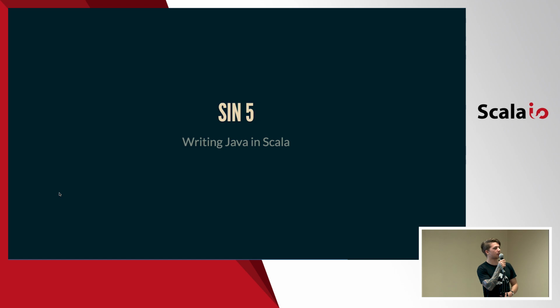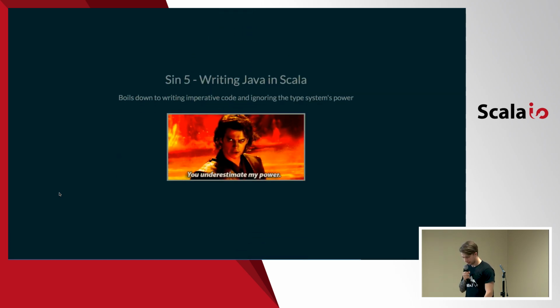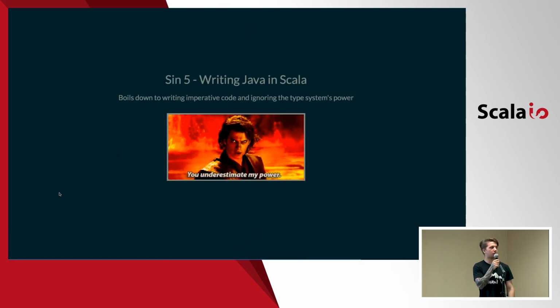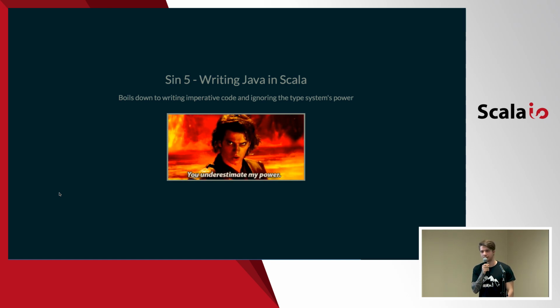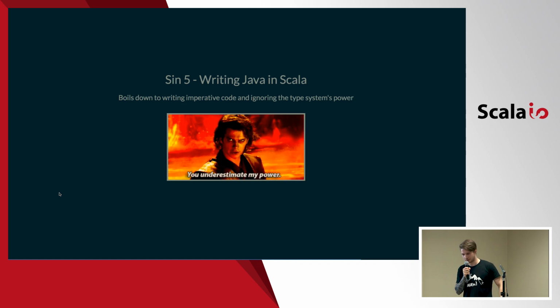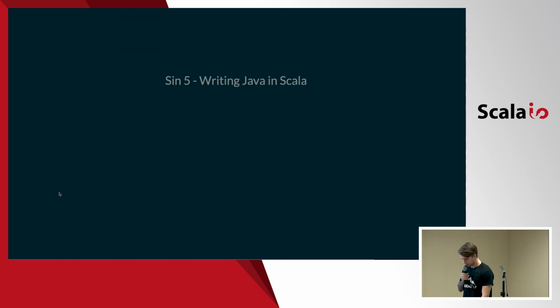So now the last one, I hope I can tell you a bit about it, is writing Java in Scala, which I think has been mentioned plenty of times here already. It basically boils down to writing imperative code and ignoring the power of the type system. For a second, let's forget what happened after this GIF. So what does it mean to write Java in Scala? It's basically using nulls and exceptions in your production code. And why is that a bad idea?